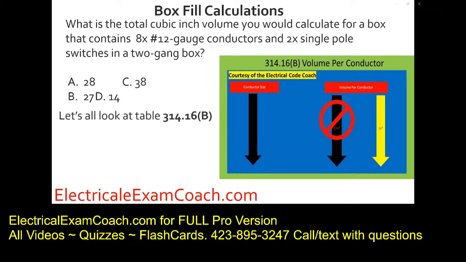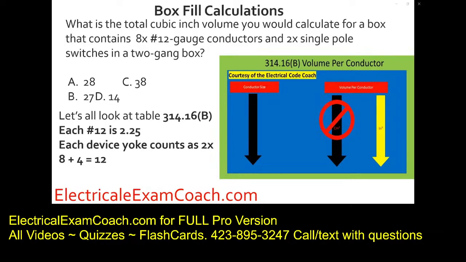We look at 314.16(B). We know that each number 12 is 2.25. Let's go ahead and count our conductors. Each device yoke counts as 2 based off whatever wire is terminating to the device. We have 8 original conductors, and we only have 1 size wire, so it's going to get grouped with the 12s. Each one of those devices counts as 2, so we end up with 4 more number 12s, which gives us 12 12-gauge conductors. Now we do our math. We end up with 27 cubic inches, and we select B.